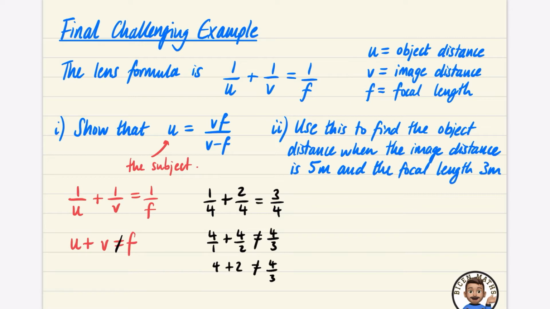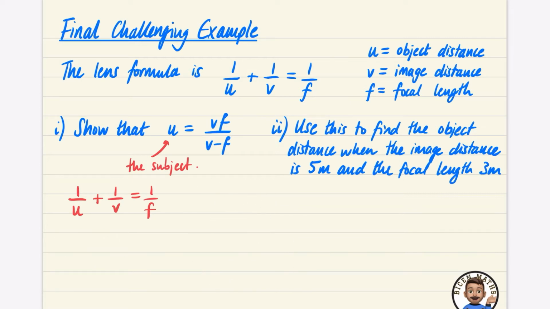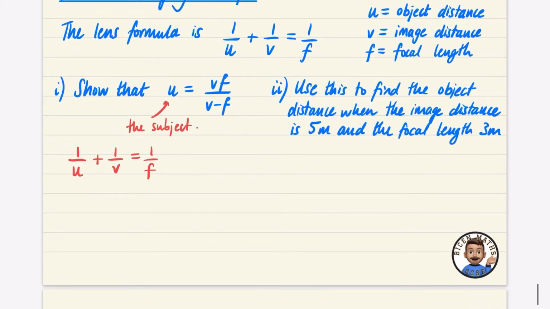What you're going to have to do instead is add the fractions on the left-hand side together first. You're going to have to deal with adding these algebraic fractions together. So the first thing I'm going to do is make them have a common denominator. If you haven't done algebraic fractions, the common denominator is going to be uv. If you multiply this one by v on the top and bottom, you would get v over uv. And if you multiply this one by u on the top and bottom, you'd get the denominator as uv, and you would get a u over here. And then we have 1 over f like this.